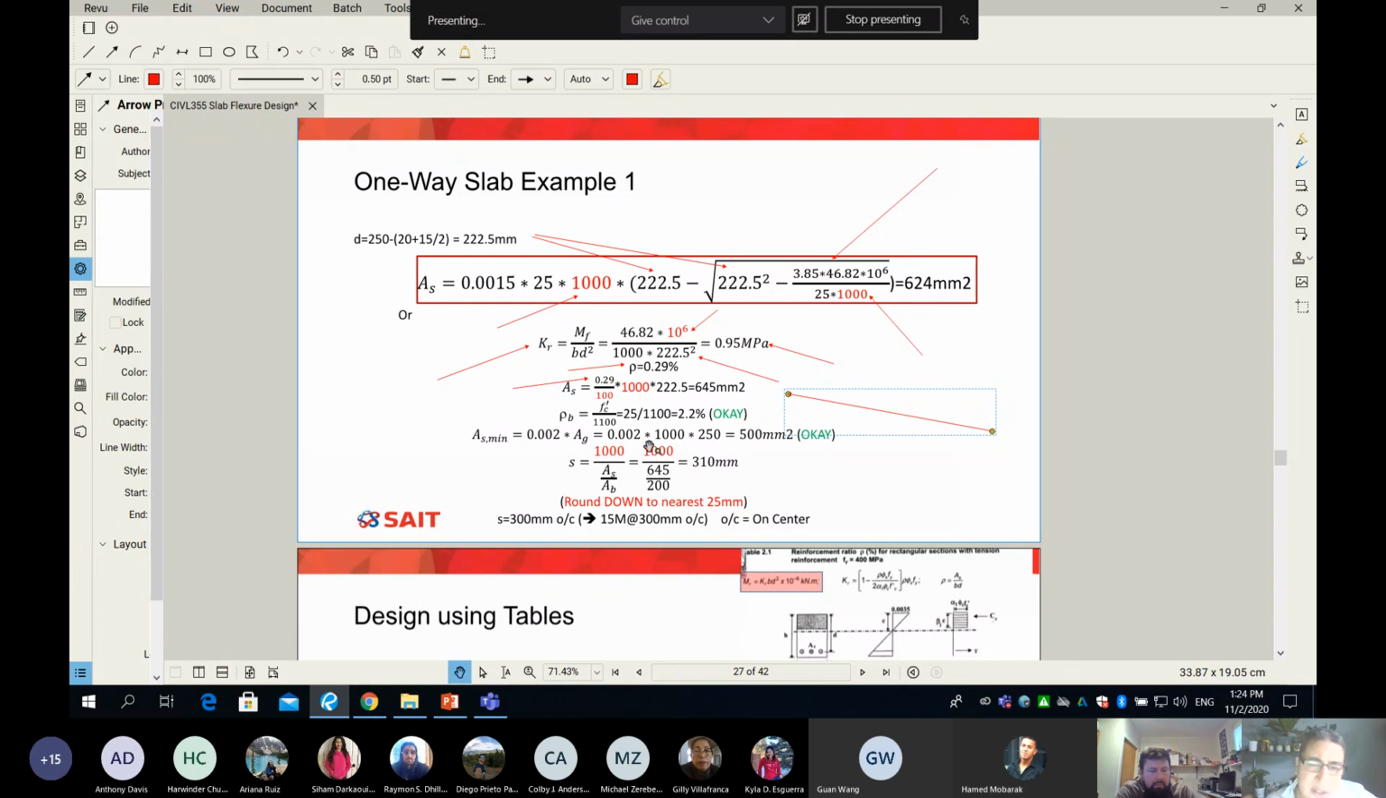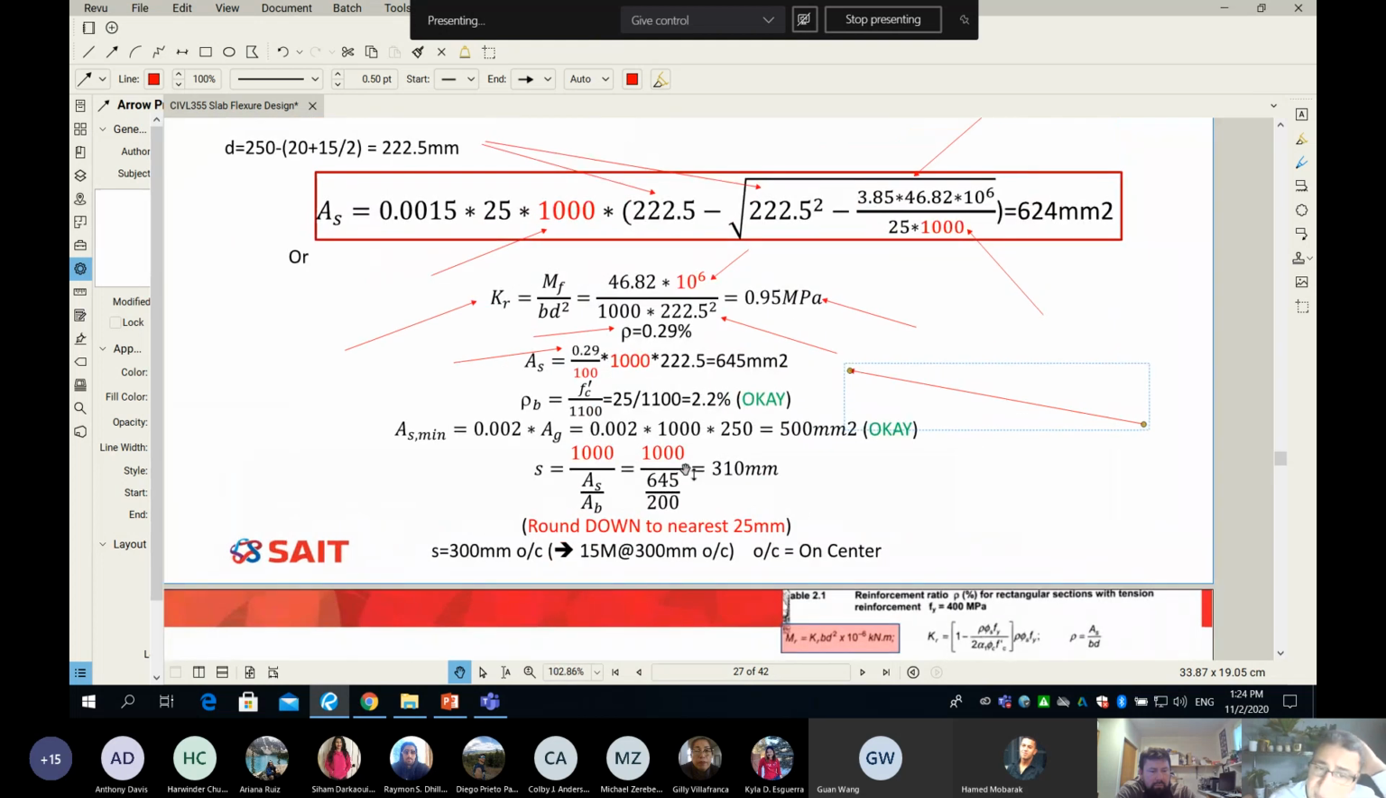And next I'm going to check whether I'm meeting the code requirement. So now I have an area. I will go ahead and find my rho balance, which is f'c divided by 1100. You guys have done a good job in beam design and studied hard. You will see things are very, very similar. There's no science here. You have to estimate rho balance to avoid compression failure. f'c over 1100. So this will give you 2.2%.